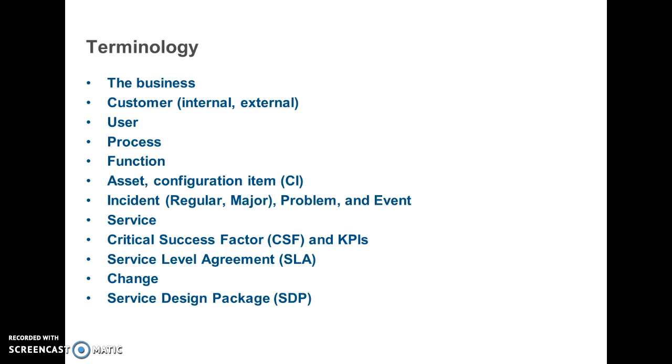So ITIL actually asks you to create a database of all your configuration items and their dependencies and how they're related. In ITIL, the definition of an incident is an unplanned interruption to an IT service or reduction in quality of an IT service. Some incidents can be regular, some incidents can be major. And this is different from a problem. A problem is another record that you track and that results from analysis of recurring incidents or from major incidents.